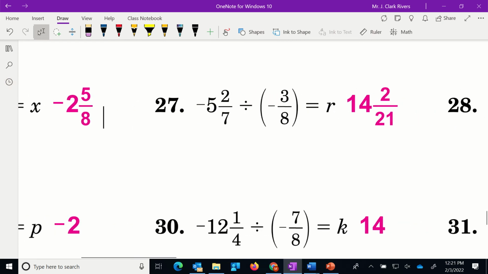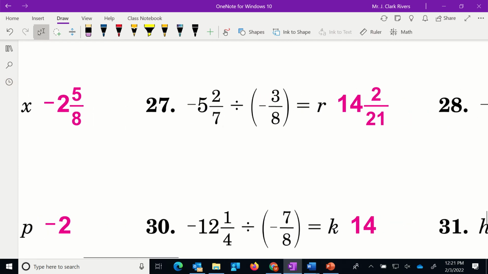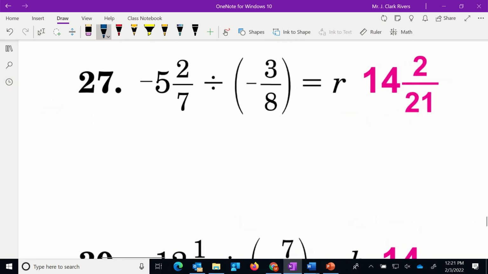Okay, 27. We start out the same way. We convert to improper fractions. We know this first one's going to be negative, so let's see here. Finley, what's 5 times 7? 35. What's 35 plus 2? 37. So that becomes 37 sevenths.